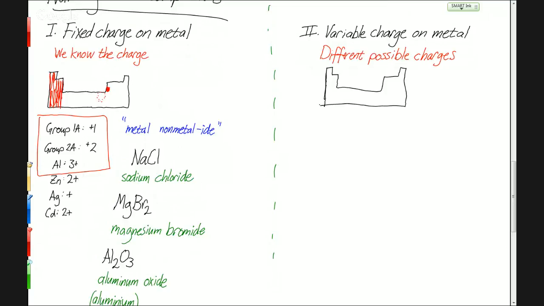Where are the metals that have different possible charges? Pretty much everything else. So all this middle stuff, the transition metals, and even kind of getting into down here, just before they become nonmetals. This would also include the lanthanides and actinides, the things down here. Those have different possible charges for the most part.